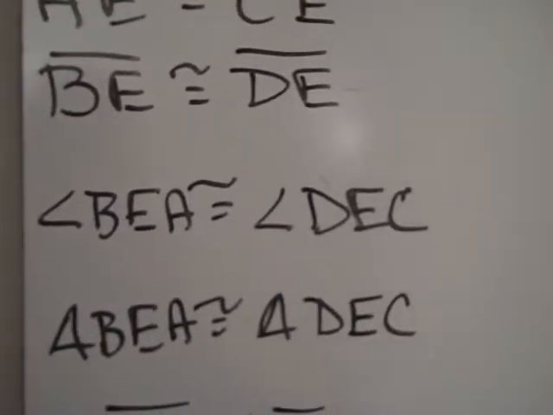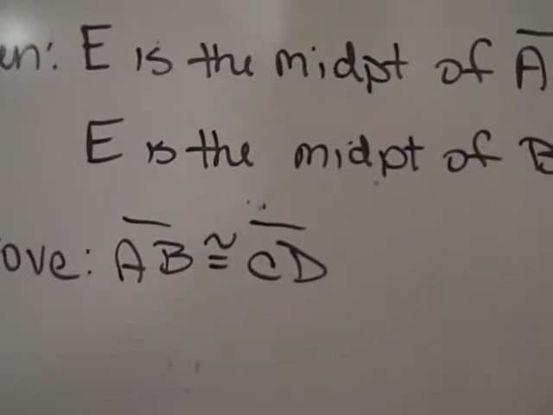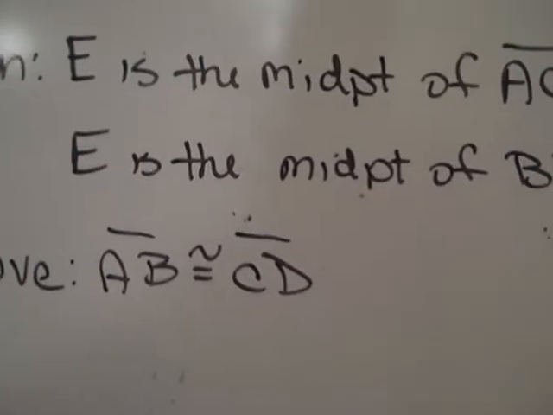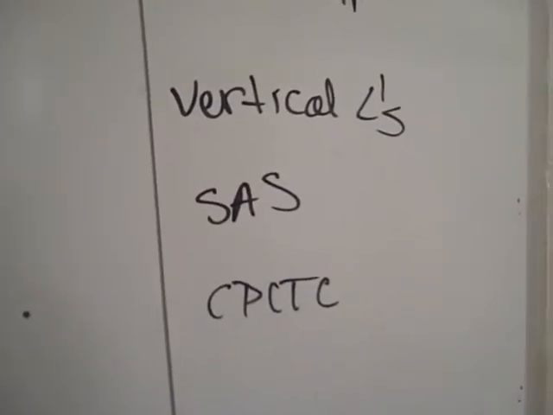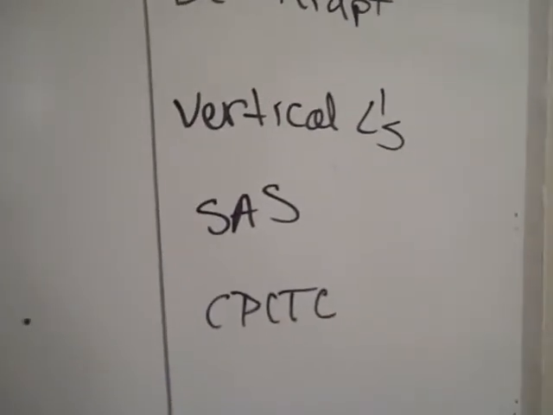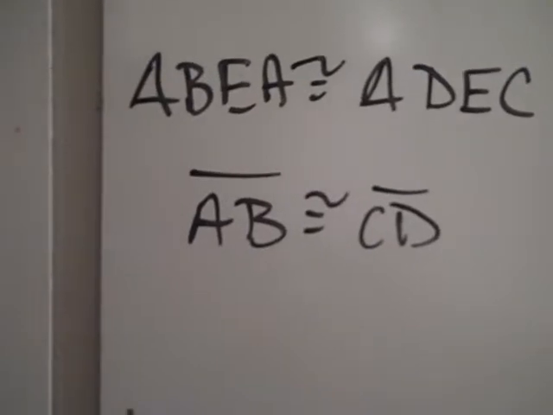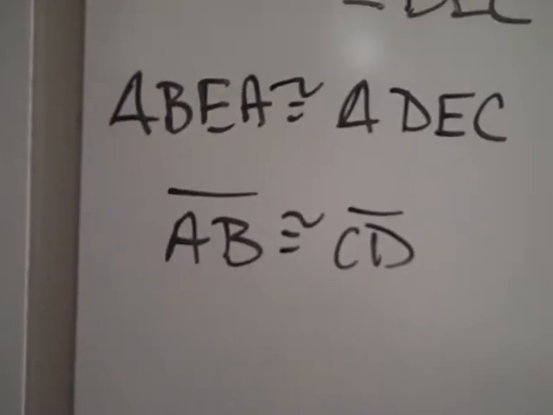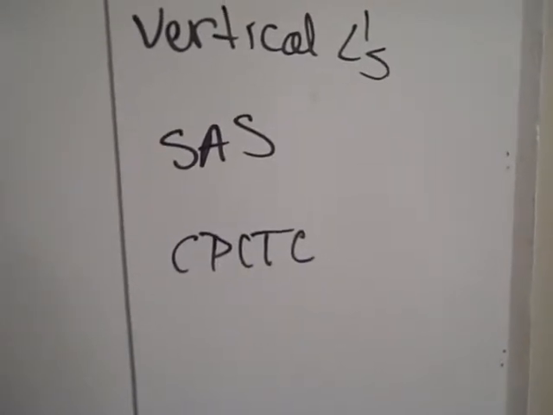And as we've stated before, we automatically know what our last line is going to be. In this case, our last line is going to be that AB is congruent to CD. And we already know what our last reason is. CPCTC. Because that will be the last reason on each and every proof that you get. So what you were trying to prove in the first place is always going to be your last statement, and CPCTC is always going to be your last reason.